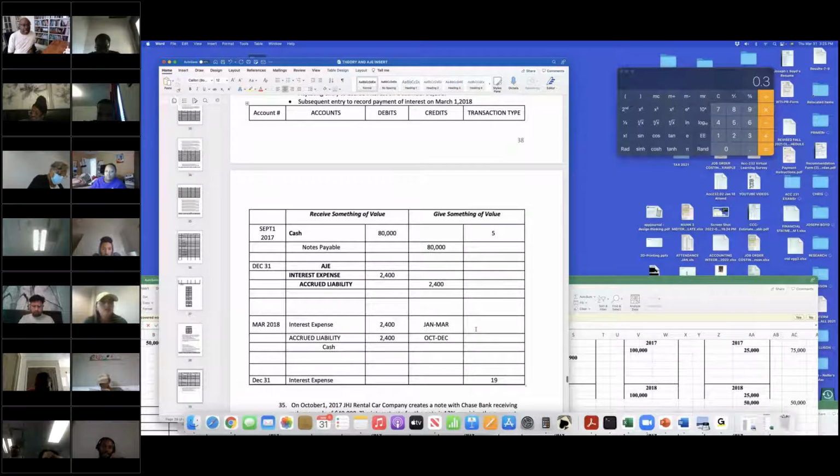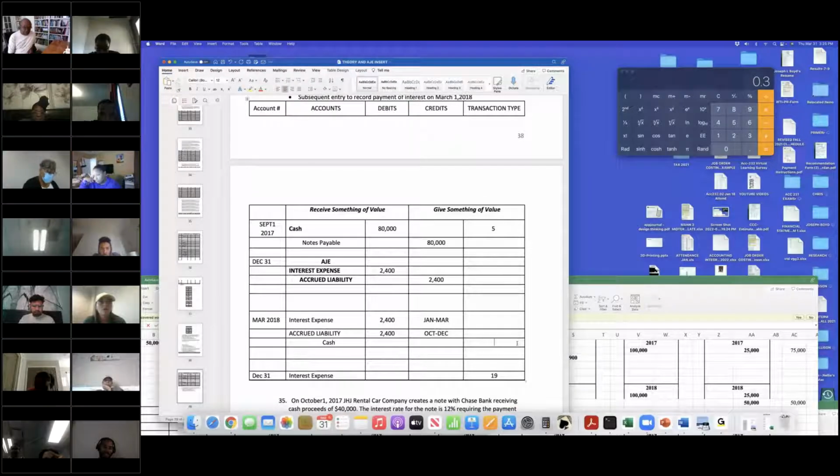So you're paying out interest of what? 2,400. And then crediting the cash for 4,800. That's correct. So you still got to pay the $4,800. Then when you got to October 1st, you just debit interest expense and credit cash for $4,800. Then when you get to the end of 2018, you got to make this entry again.